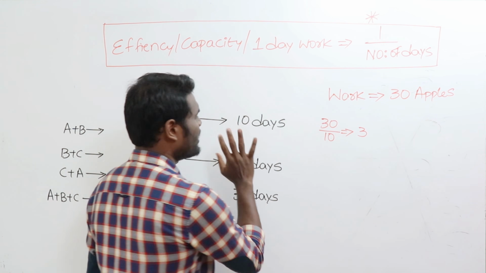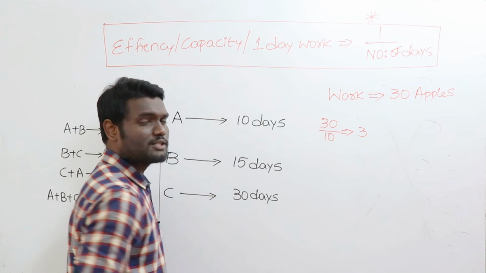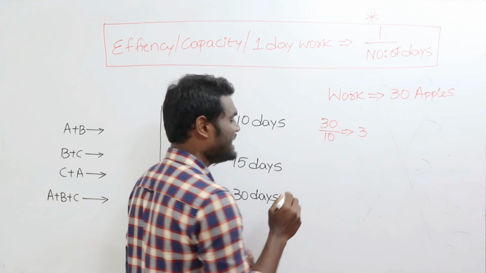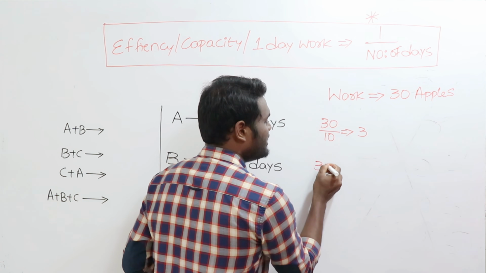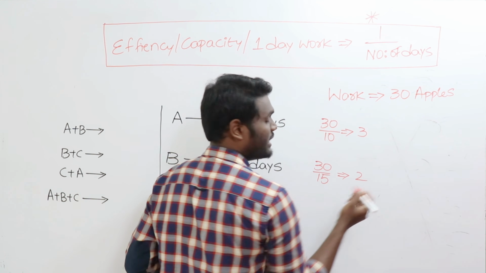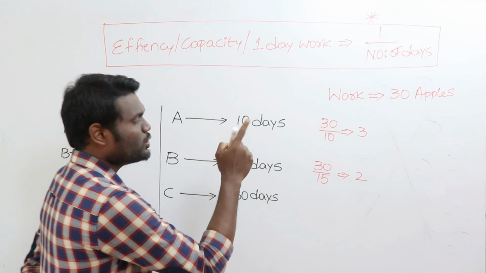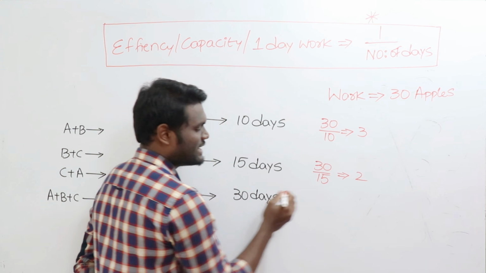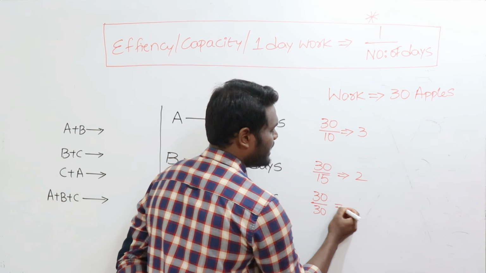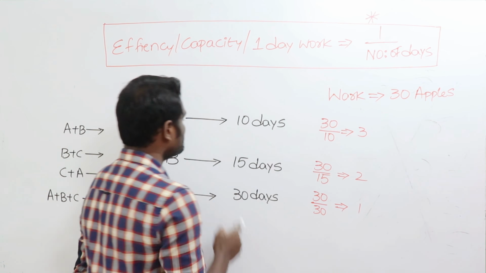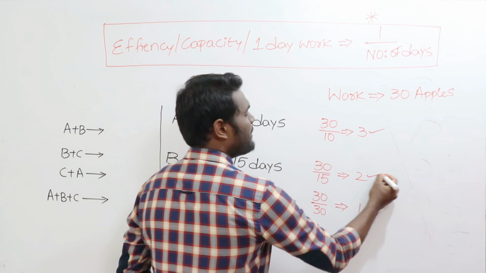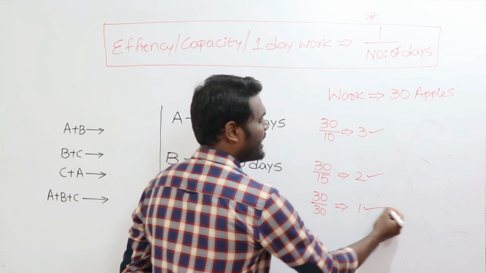Now B will take 15 days of time to eat 30 apples, which means how many apples will he eat in one day? 30 by 15, he is going to eat 2 apples per day. Similarly, C takes 30 days to eat 30 apples. Then how many apples can he eat in one day? 30 by 30, he can eat 1 apple per day. So A will eat 3 apples per day, B will eat 2 apples per day and C will eat 1 apple per day.